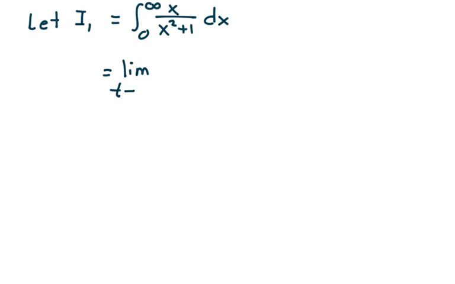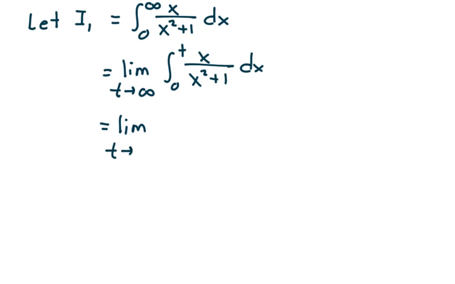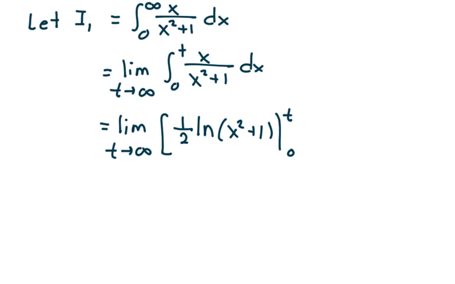So again, we're going to let I1 be the integral from 0 to infinity of x over x squared plus 1 dx. And so this is the limit as t goes to infinity of the integral from 0 to t of x over x squared plus 1 dx. This is the limit as t goes to infinity of 1/2 natural log of x squared plus 1 evaluated from 0 to t.